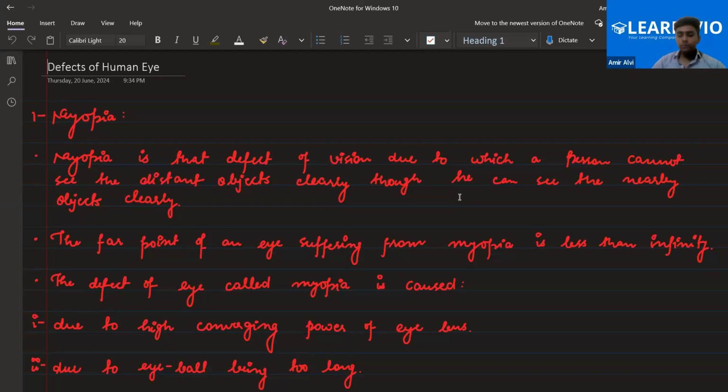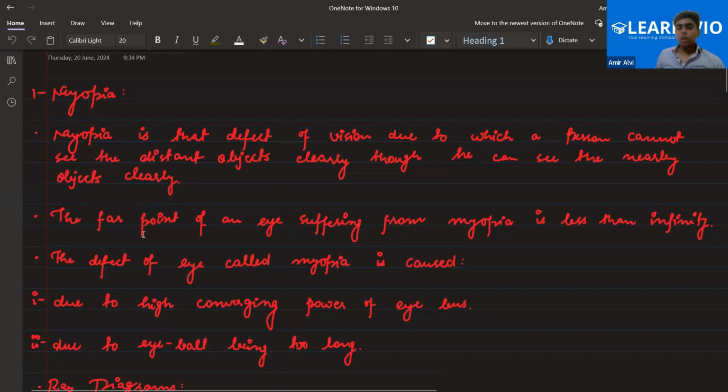Decreasing. Yes, Abdul, you said something. Decreasing. Yes, it will decrease because, as you can see, the point at which the image is formed has decreased. It means that the focal length is decreased and the eye lens will become thicker, because when the focal length decreases, the lens becomes thicker.